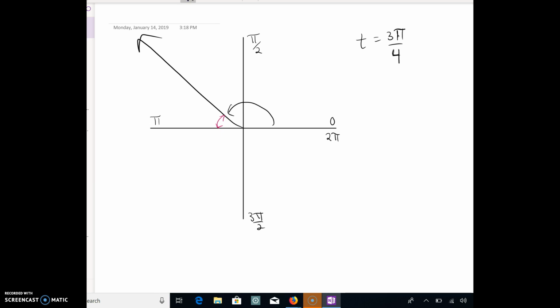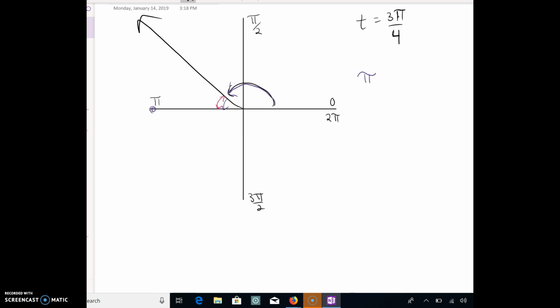If this angle is 3/4 of a pi, and we want to get to 1 full pi, which is where we want to go over here to our negative x-axis side, we're going to have to travel 1/4 more of a pi, because 3/4 plus 1/4 would give us 1 full pi, or 4 pi over 4. So that's telling us that t equals 3 pi over 4 has a reference angle of pi over 4. Okay, so pi over 4 is associated with the ordered pair square root of 2 over 2, square root of 2 over 2.